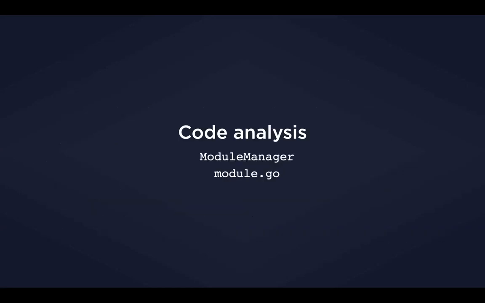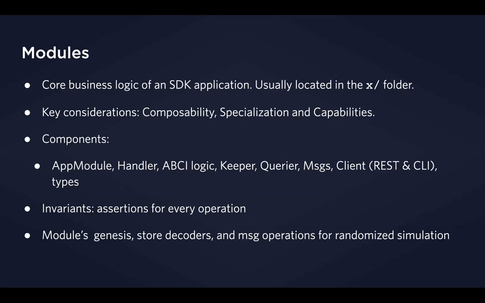I'll skip this to go through the modules, and then we can take another look at the code. So this is the centerpiece of the Cosmos SDK, which are modules. The modules are the ones who implement the core business logic of an SDK application. Think of the module as a smart contract on Ethereum, for example, or a smart contract on Tezos. So they're usually located in the x/ folder that stands for extensions.